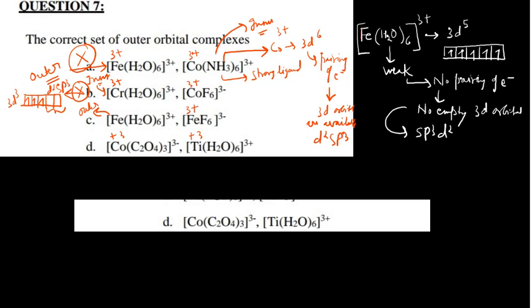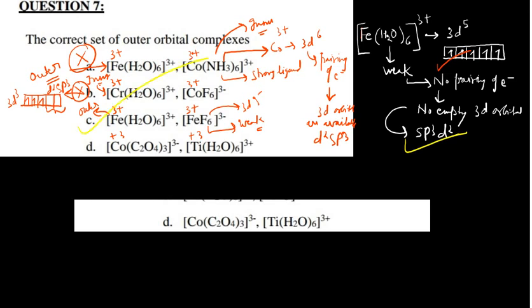Okay. And the same is true for this one. If you see, in that case iron is 3 positive. It's a 3d5 system. Here again it is a 3d5 system, and this F is the weak ligand. No pairing of electrons would occur. That means the situation will remain as such. D orbitals are not available, and when inner D orbitals are not available, it will undergo the outer orbital. So option C is the correct answer.